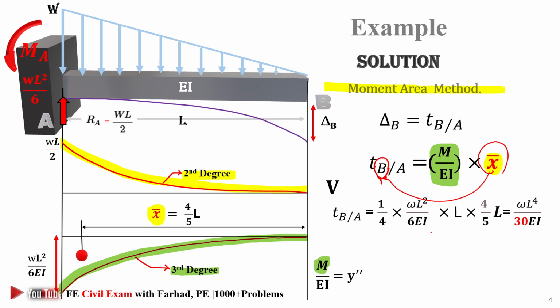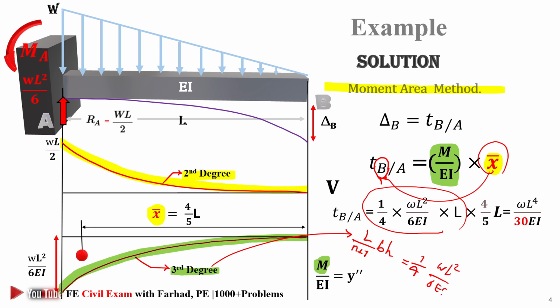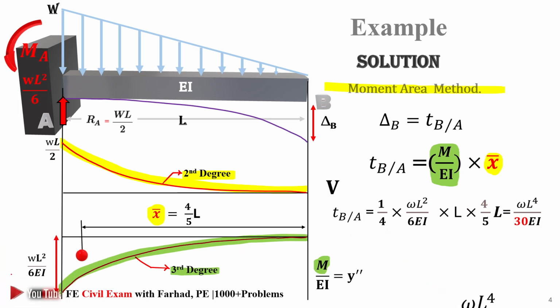So this is the area. If this is third degree, the area is L over n plus 1 times BH. So that's 1/4 of WL squared over 6EI, which is the amount of our base, times the total length, which is L. This is the area, times this X bar, which is 4 over 5 times L. If you do the math, it gives you delta at B equal to WL to the fourth over 30EI.